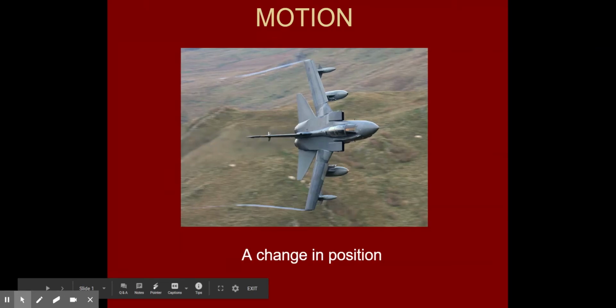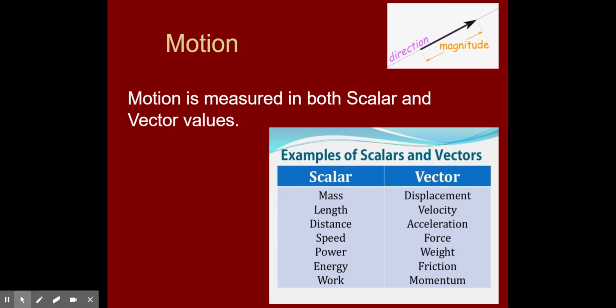Okay, so we're going to talk about motion. That's going to be our next unit. And the definition of motion is a change in position. Motion can be measured in both scalar and vector values or units.